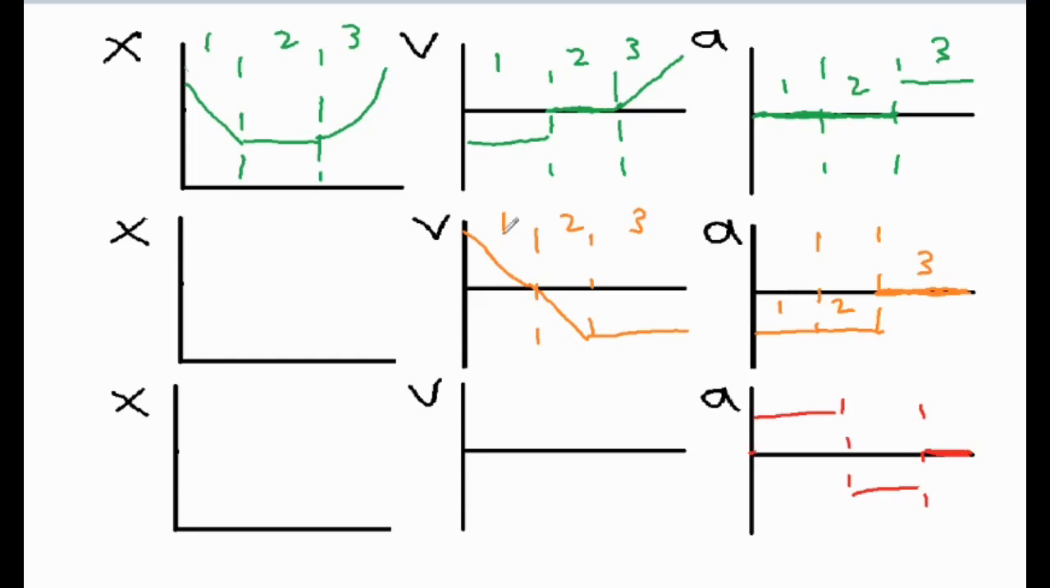So here are the things that I go through. Number 1, this velocity is positive. It's positive because it's above the x-axis. Okay? And because the line is moving towards 0, that means it's slowing down.